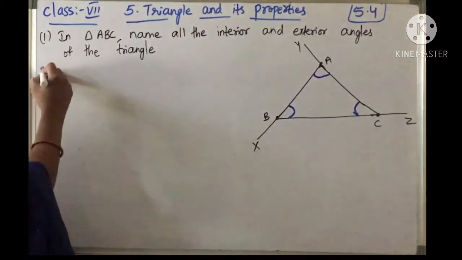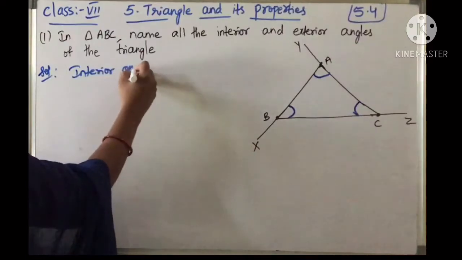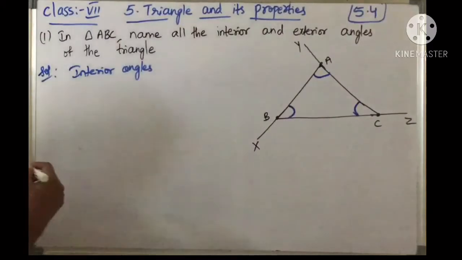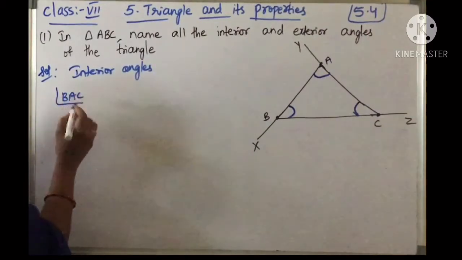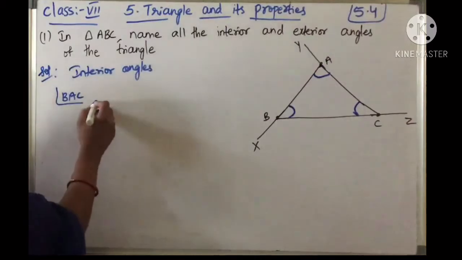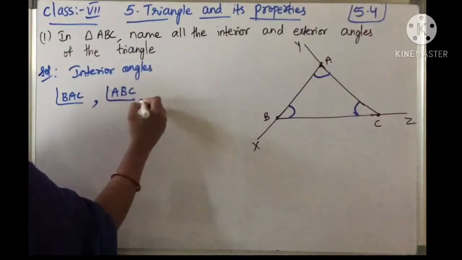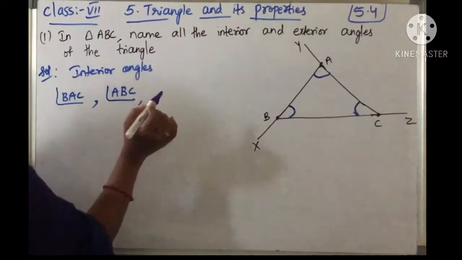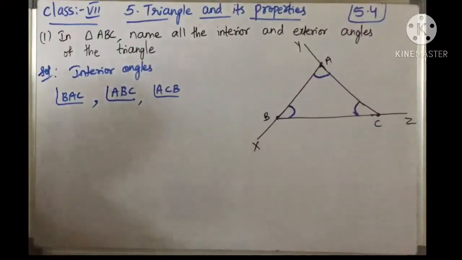Okay children, here, interior angles. So angle A, how do you represent angle A in three letters? That letter should be in the middle, meaning the vertex should be in the middle. So I can write BAC, or you can also write CAB. Next, coming to angle B, B should come in the middle, so you can write ABC or CBA. Next angle is C. C can be written in the middle, and it can be written as ACB or BCA also.